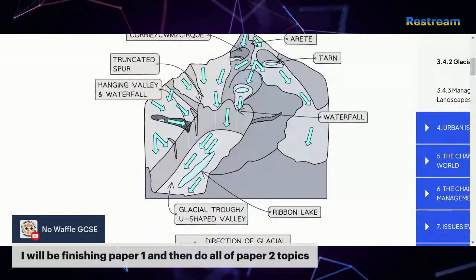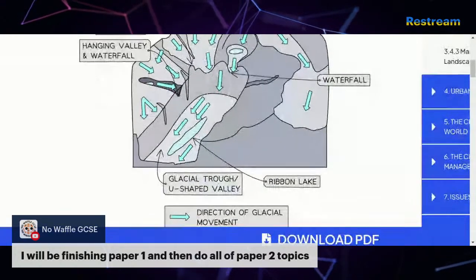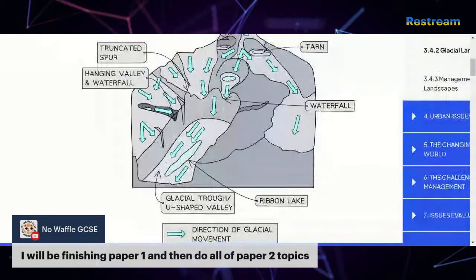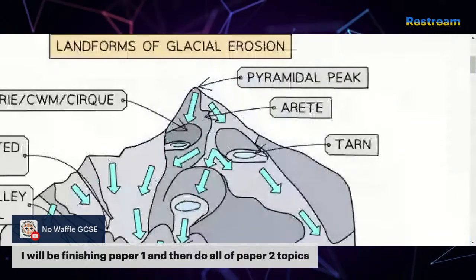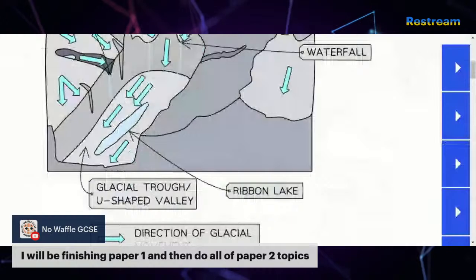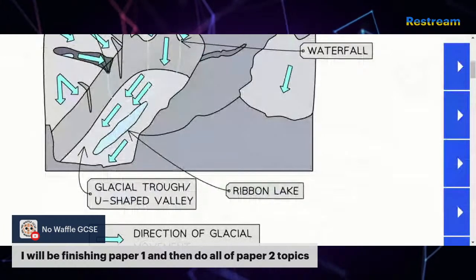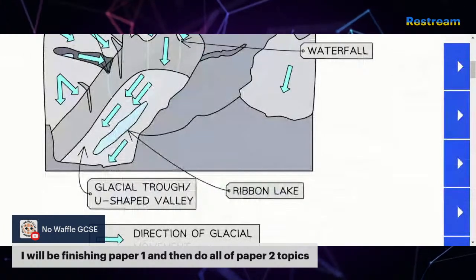Now, the final thing that you need to know is a ribbon lake. Just as we saw that a tarn is a little lake left in a corrie, a similar thing applies. The ribbon lake is the long, thin lake that forms after a glacier retreats. They form in hollows where softer rock was eroded more than harder rock.